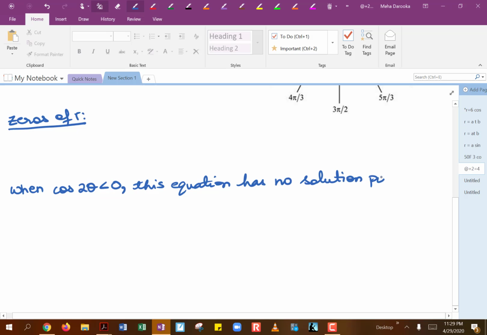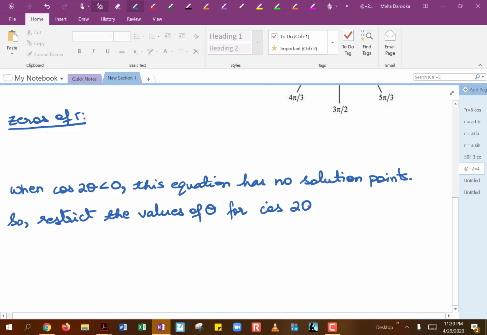So you won't be able to come up with any answers if you come up with cosine of 2 theta being a negative number. So that means we will restrict the values of our theta only where we can get a positive answer for cosine of 2 theta. So it can be 0 or it has to be greater than 0, okay? Just not less than 0.